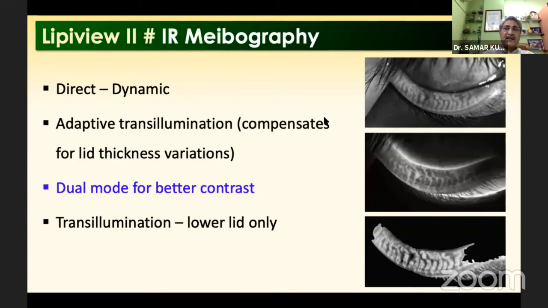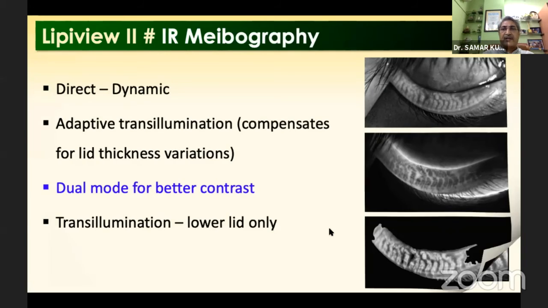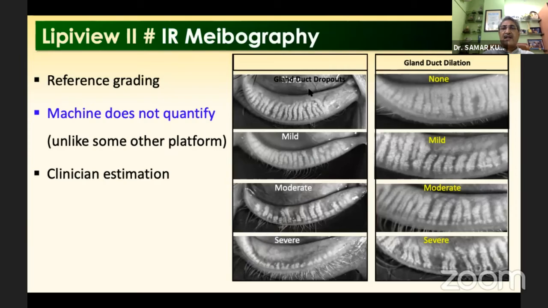And that is the LLT and tear film dynamics. This is actually the meibography part. Meibography is direct, and it uses infrared light. For the lower lid, there is also the trans-illumination system, so you have better contrast. So these are some photographs.